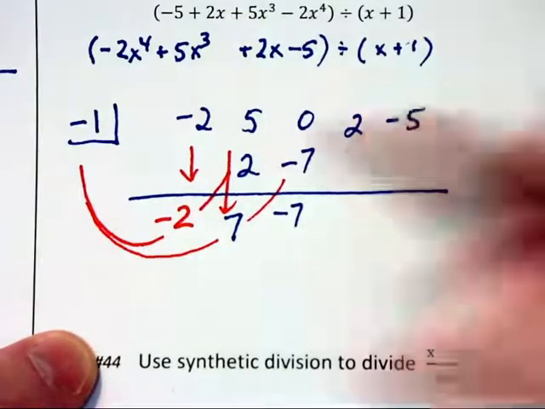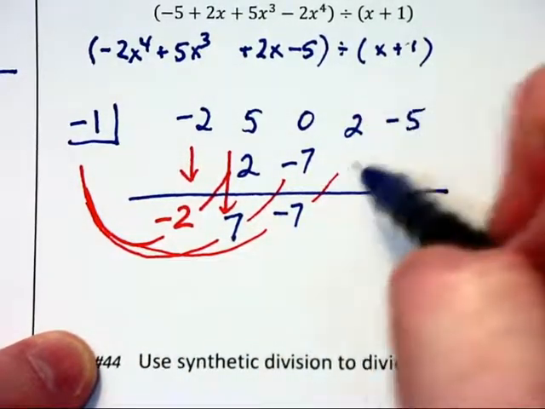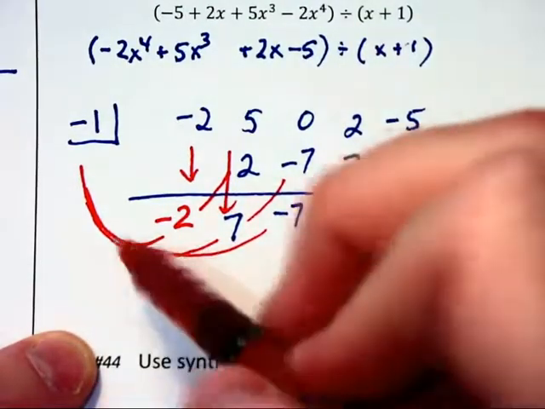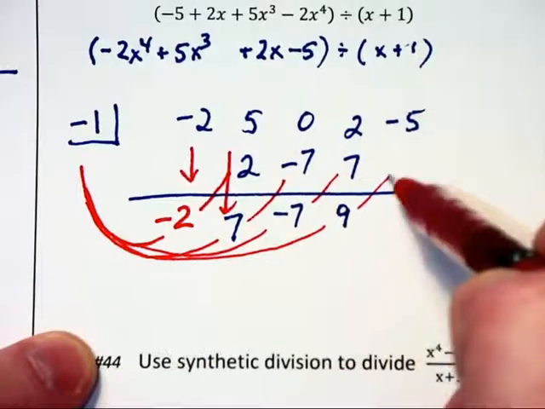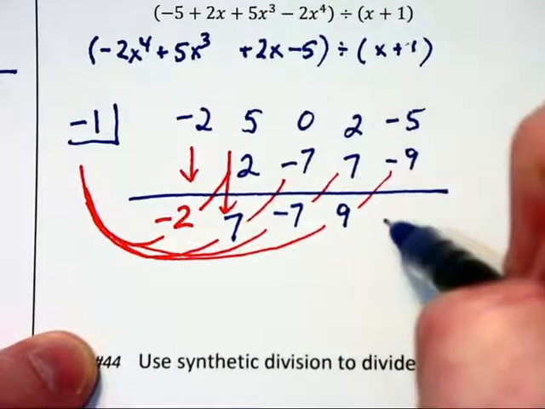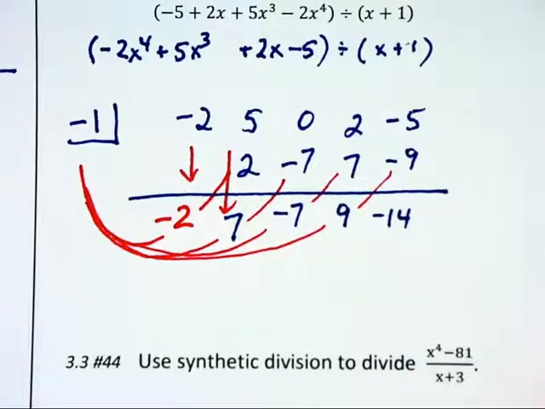We then multiply again. Negative 1 times that negative 7 makes positive 7. Add down to get 9. And finally, negative 1 times 9 makes negative 9, and we add down in that right column to get negative 14. We did the whole thing in just 3 lines. We're not going to have any problems that extend super far down as normal division sometimes do.